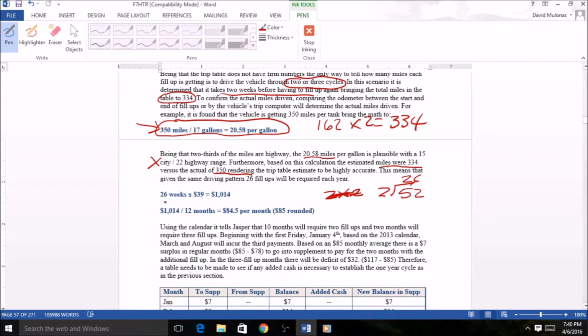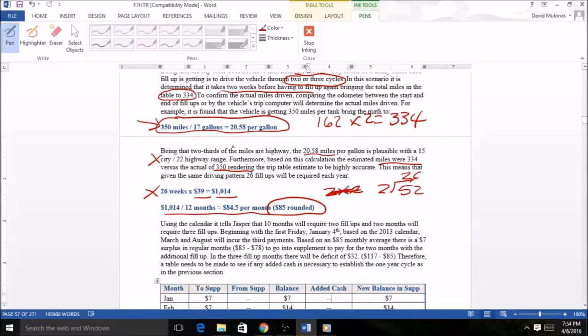So knowing that we're going to go for 26 as the number and that it's $39 per fill-up, the total cost for the year is $1,014. Divide that by 12, and the average is $84.50 a month, and we're going to round up to 85.